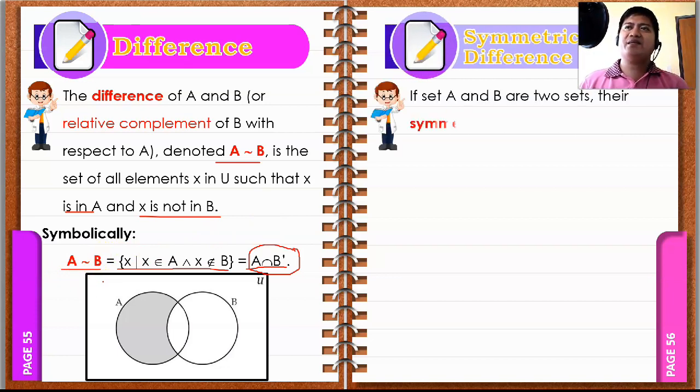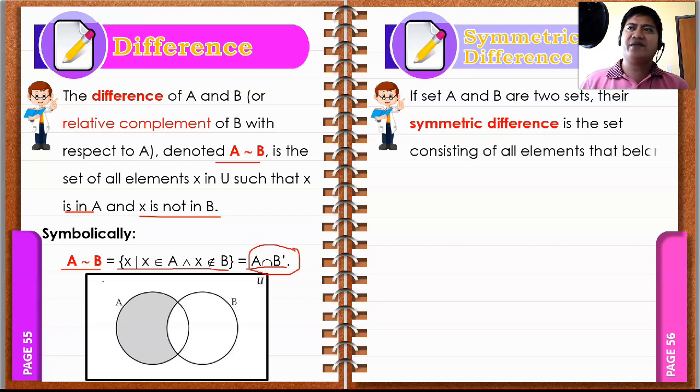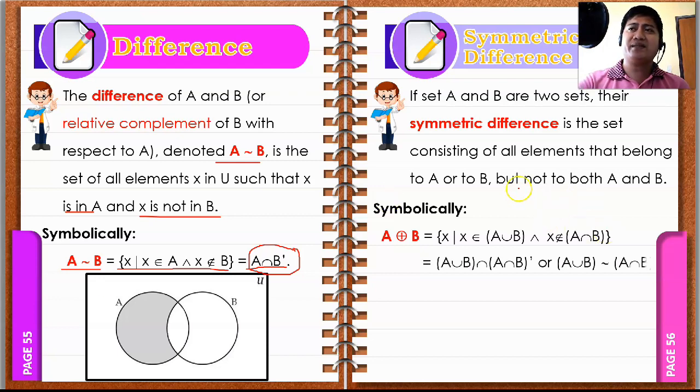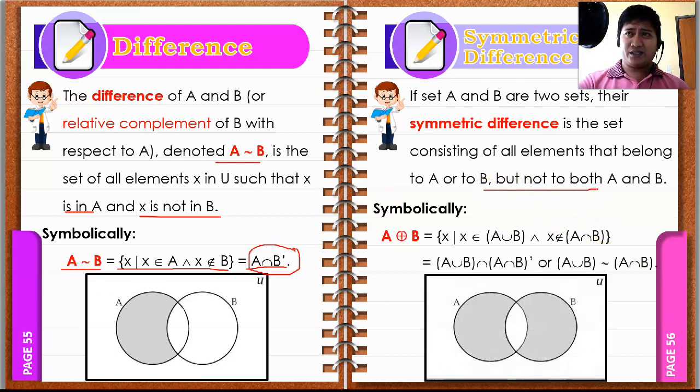For the symmetric difference, if sets A and B are two sets, their symmetric difference is the set consisting of all the elements that belong to A or B but not both. So these are just the elements of A and the elements of B. The common elements are not included. And this is what we call the symmetric difference of A and B. So in symbol, we have this one: X is an element of A union B, and X is not an element of A intersection B.